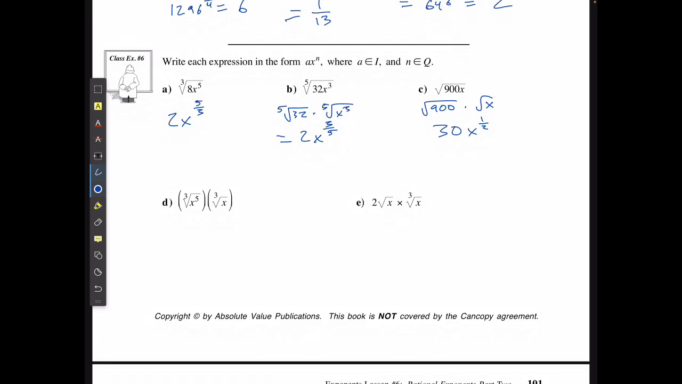For example D, I'm going to turn it into a fraction first. I'm going to say that this is the same as x to the power of 5 over 3 times x to the power of 1 over 3. And when I'm multiplying those two things, I add the exponents, so I get x to the power of 6 over 3, which is the same as just x to the power of 2.